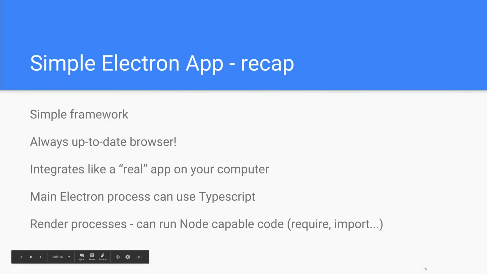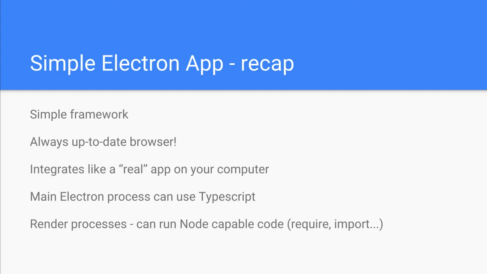Okay, so as I demonstrated so far, it's quite a simple framework. My point is exactly what we chatted about. You have an up-to-date browser, so if you want to go for, let's say, the latest features inside of Chrome to be able to handle audio or video capturing, for example, which Slack uses to do screen sharing, you can do it because at the end it's just Chrome with one of the latest versions. So that's pretty easy. Again, it integrates like a real app on your computer because you can benefit from what's on your computer per se, with the resources we talked about, menus and those things.